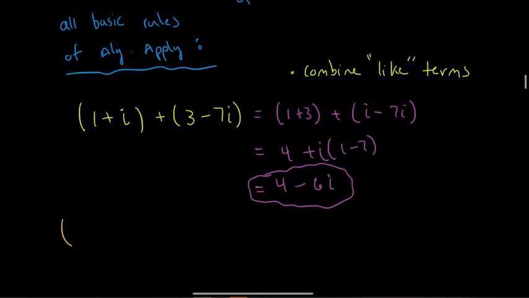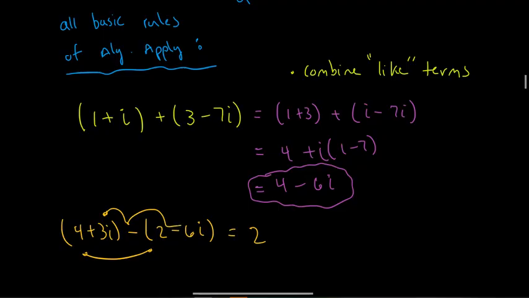For example, if I have 4 plus 3i minus the quantity 2 minus 6i, okay? Sure, 4 minus 2 is 2. But now you have to keep your negatives straight. 3i minus negative 6i is really 3i plus 6i. So that's plus 9i, you see. So when you're subtracting, just pay attention. Be careful. That's all that is.